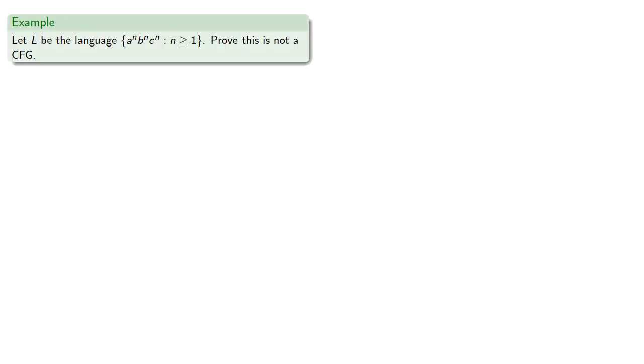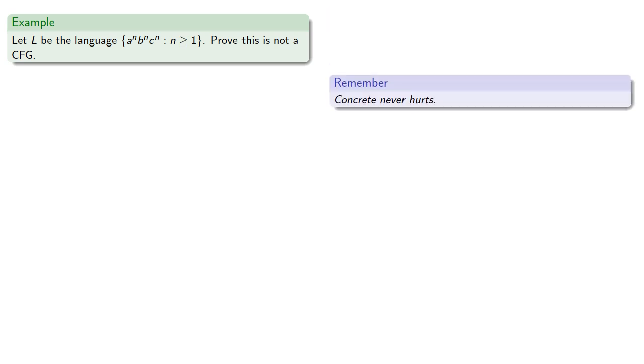Now that we have some idea of how the pumping theorem works, let's see where it fails. So let L be the language where we have some number of A's, followed by the same number of B's, and the same number of C's, and let's prove this is not a context-free language. So remember, concrete never hurts. Suppose we have a string like this.